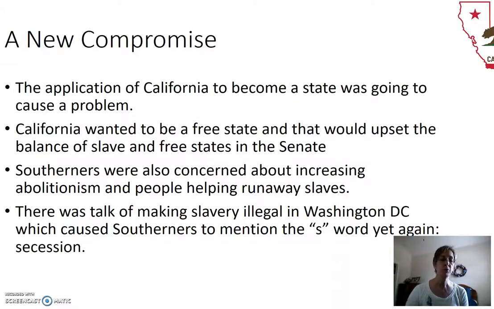Okay, I'm going to stop with this, because now we're going to talk about California becoming a state. So I'm going to stop here, and I know that's a really short screencast, but it's better to have two short ones than one giant, huge, long one.